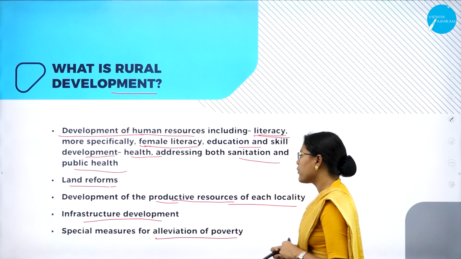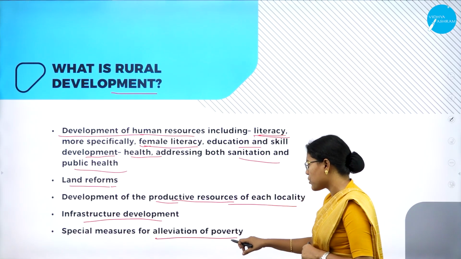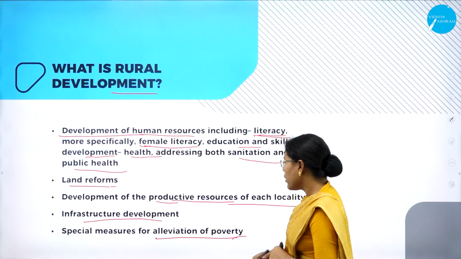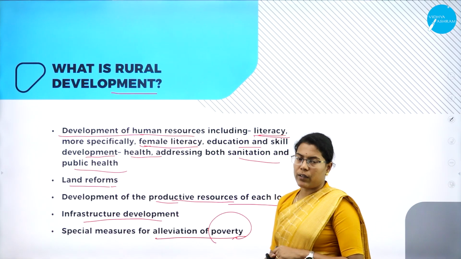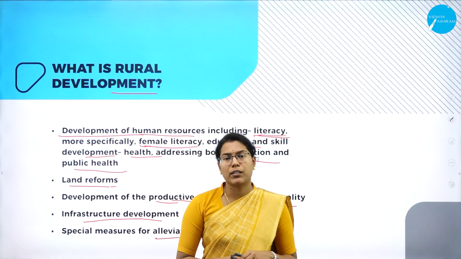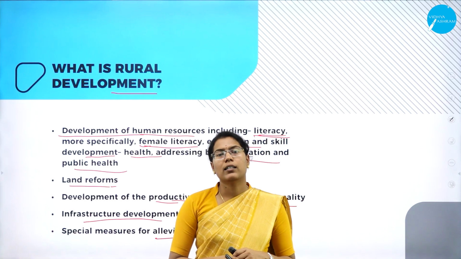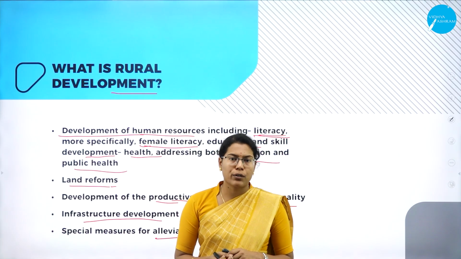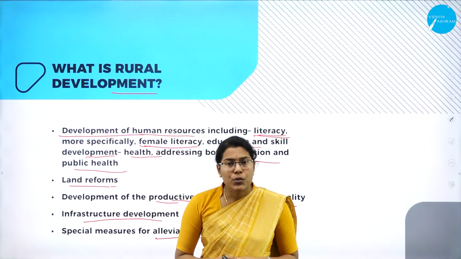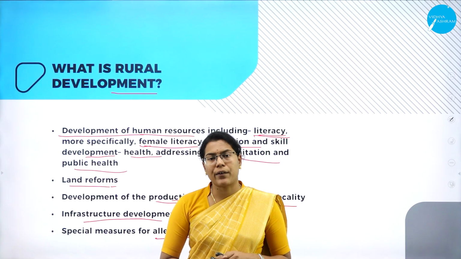And as well as some of the special measures for alleviation of poverty. So, here what are the measures taken to remove poverty? Some of the measures from the government like MGNREGA, it's helping the people to get a minimum of 100 days of employment and to get wages for 100 days.